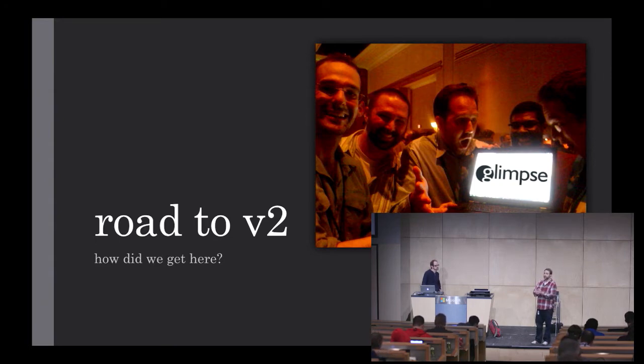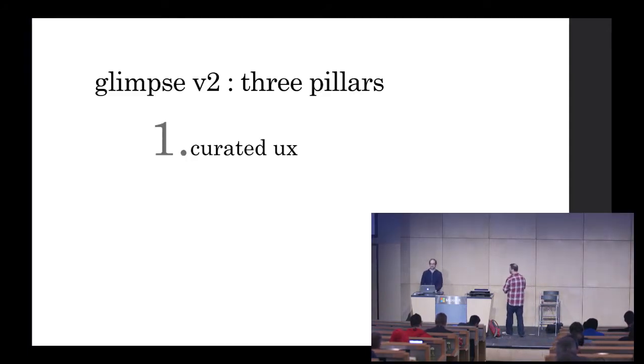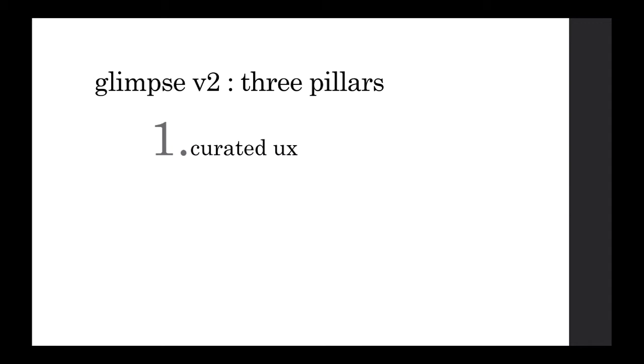The first one is what we're calling a curated UI. When it comes to the curated UI, the thing we thought about is that with Glimpse v1, if you are trying to get an overview of what your request was, we've got the bar that sits at the bottom of the page, which highlights those points. If you want to dive in to the next level, you can do that by popping the mouse over.